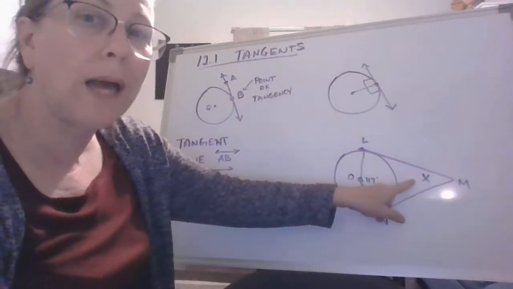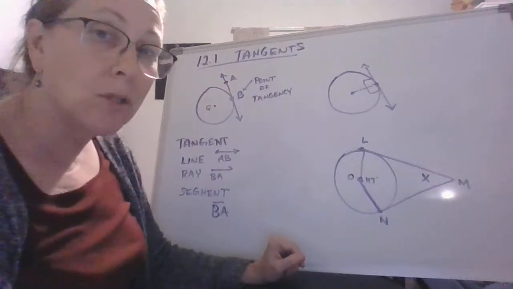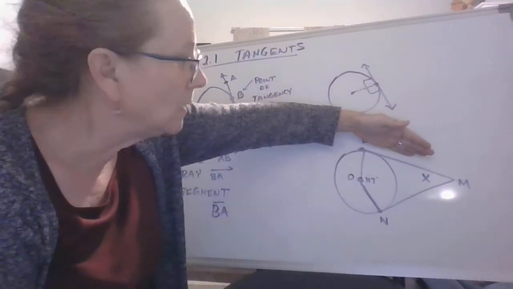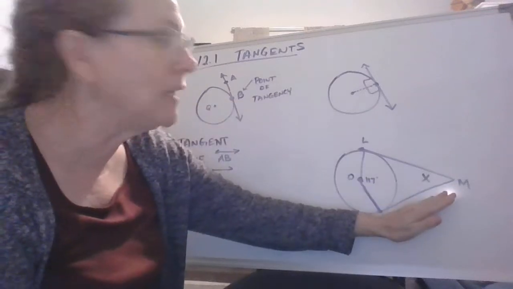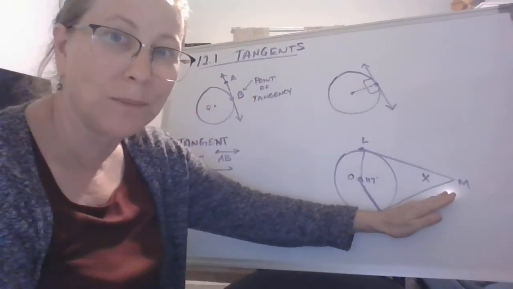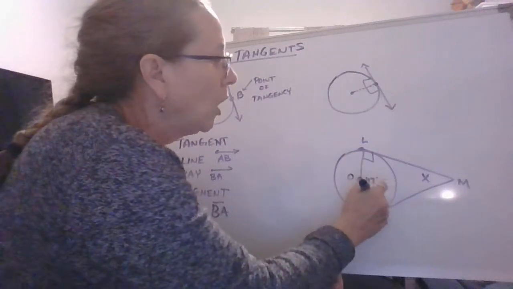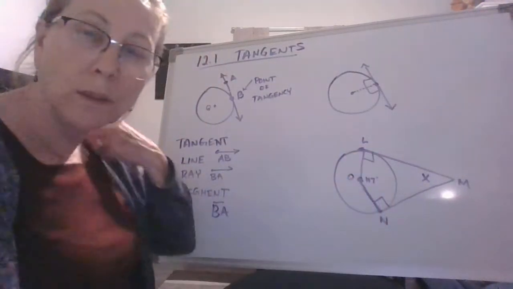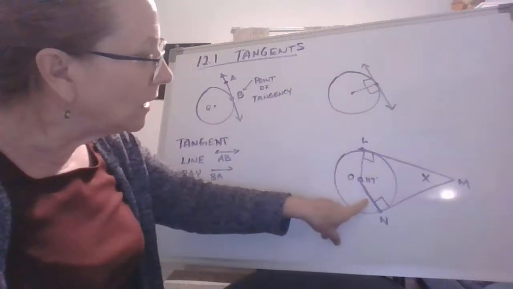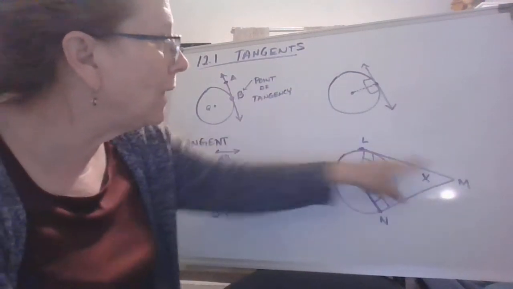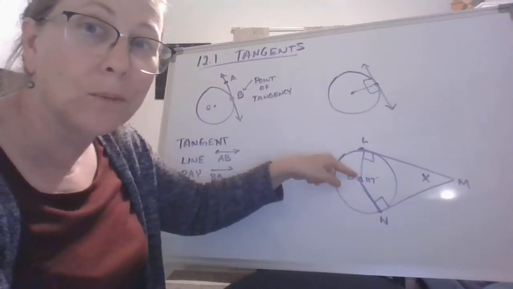If we're looking for x, we have two tangents in this picture. We have segment LM that is a tangent, and we have a segment NM that is a tangent. And both of those are perpendicular to the radius, NM being perpendicular to NO, and LM being perpendicular to LO.